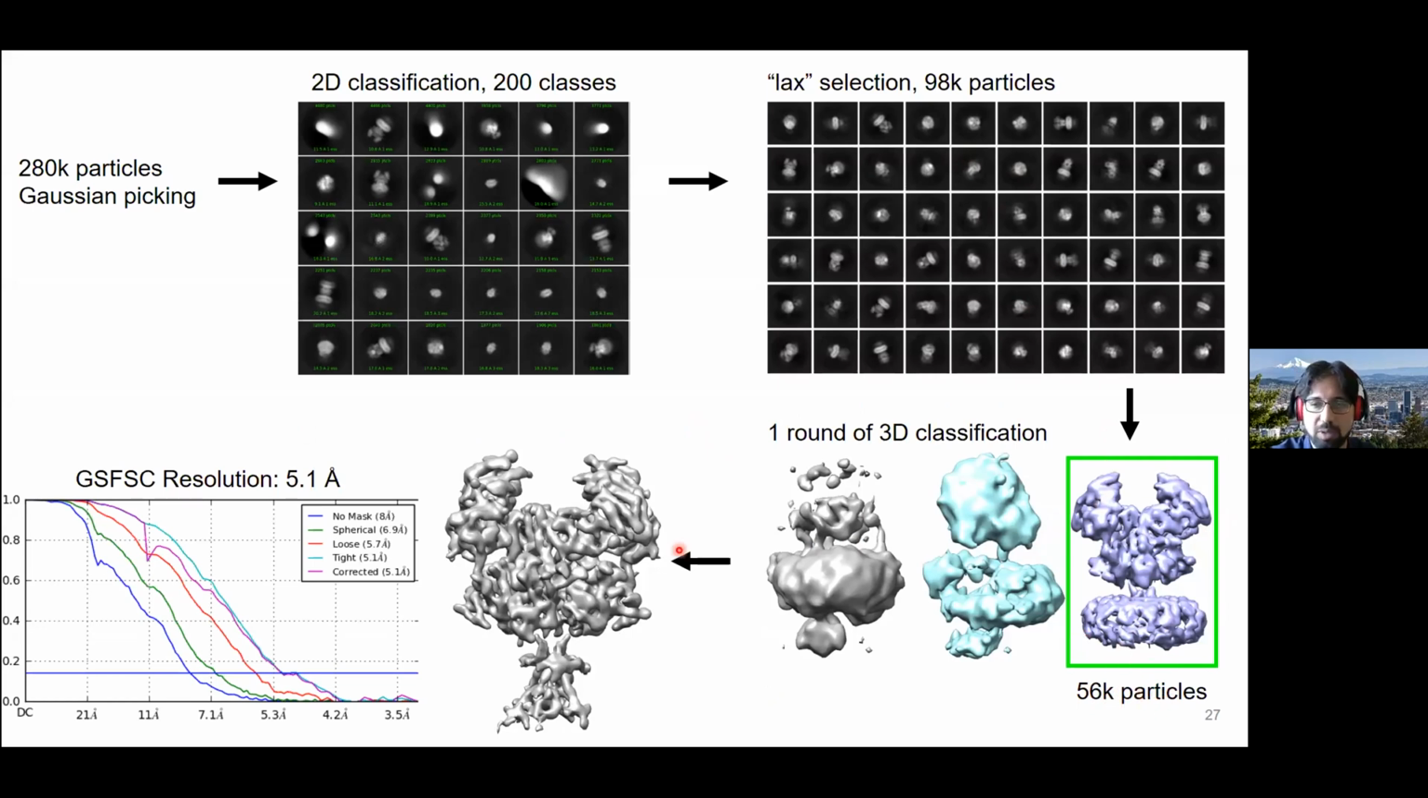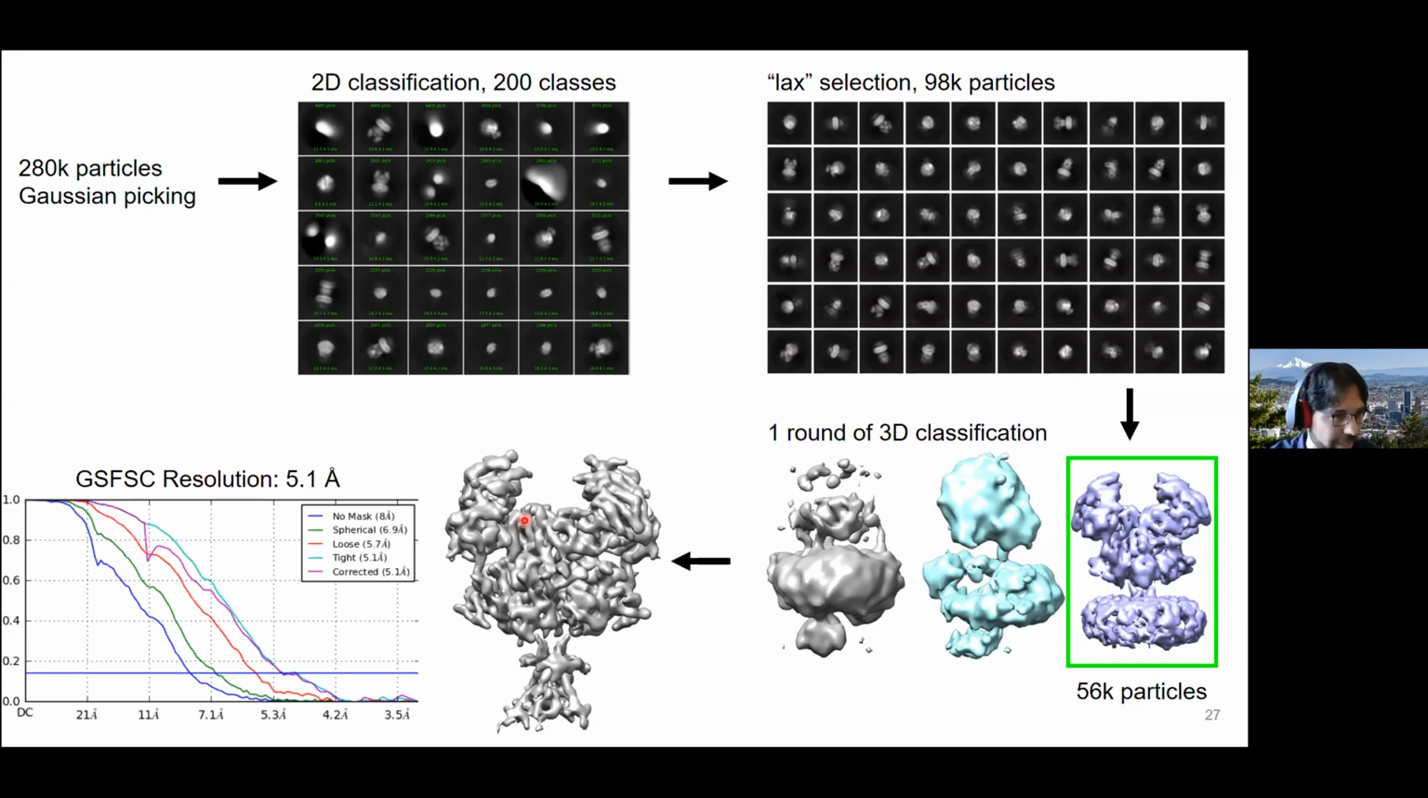So I ended up with fewer particles, but this map refined to a much higher resolution of 5.1. So I went from 6.4 to 5.1. The map looks better. The density features on the map look better. So that was a pretty big improvement. So I thought, all right, if I go from 2 rounds of 2D to 1 round, then I get an improvement.